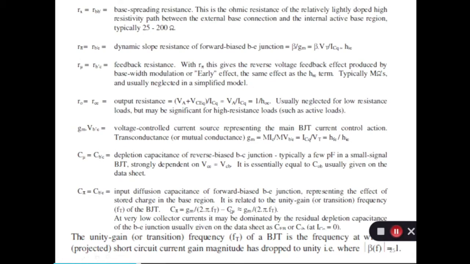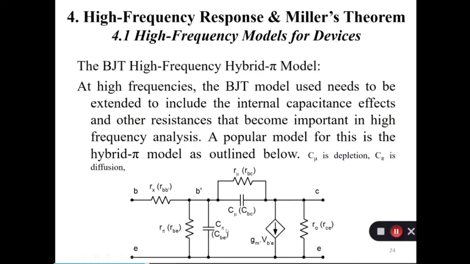What is this C mu? It is another capacitor. I will show you in the figure again. Approximately, the total is equal to Gm upon 2 pi Ft. What is Ft? It is the transition frequency, or you can say unity gain frequency. When I solve the numerical, it will be clearer what Ft is. So this is the C pi. This C mu is the depletion capacitance of the reverse biased base to collector junction. Its unit is generally the picofarad.